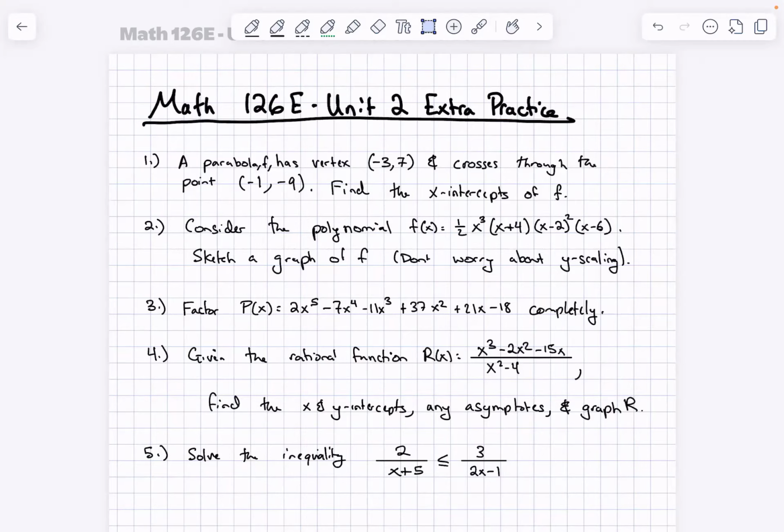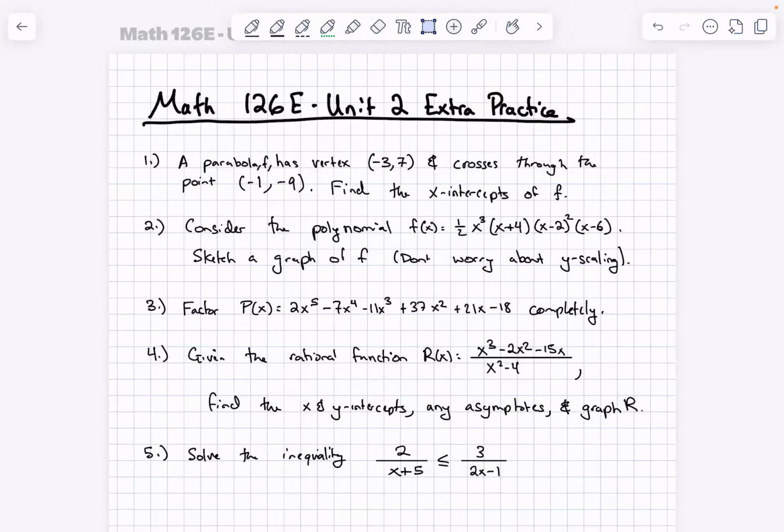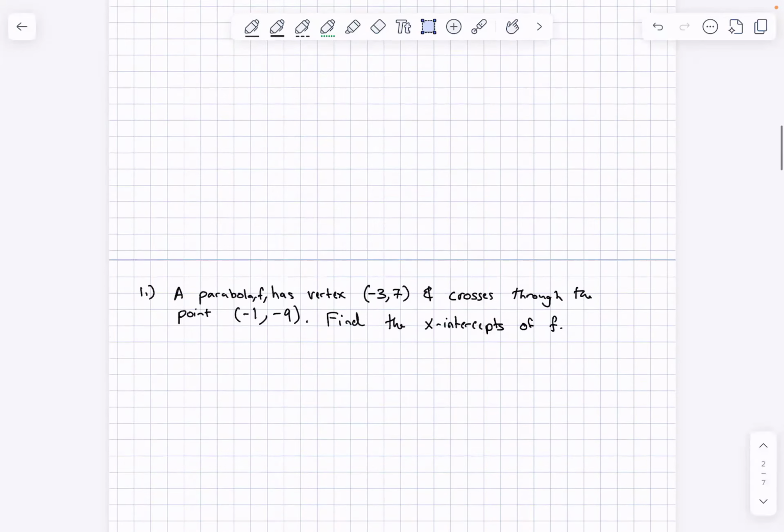Now, as a reminder, this is not an exhaustive list, and just because these things show up here doesn't mean that they'll show up on the exam. But I feel like a lot of these questions are very good at going over the main themes of the different sections of Unit 2. It would be my recommendation that you pause the video and try to do all these problems yourself first before looking at the solutions. So without further ado, let's go ahead and get started.